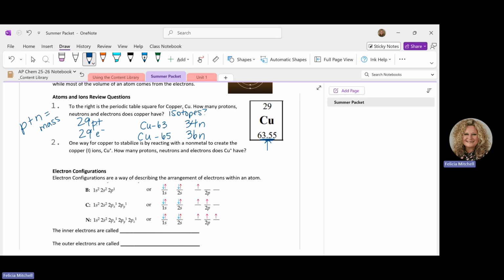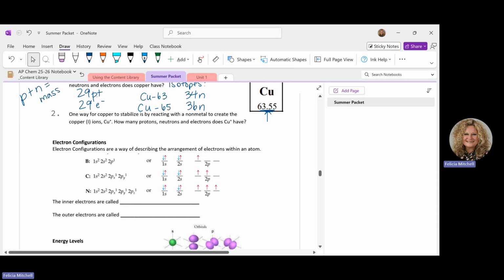Now, in case you haven't noticed, I'm not heavily reviewing things from 10th grade. You are supposed to be coming in with some incoming information. So if you're like, I have no idea what's happening, you're going to have to kind of catch up on this. If you need me to send you anything, like any honors notes, I can do that.